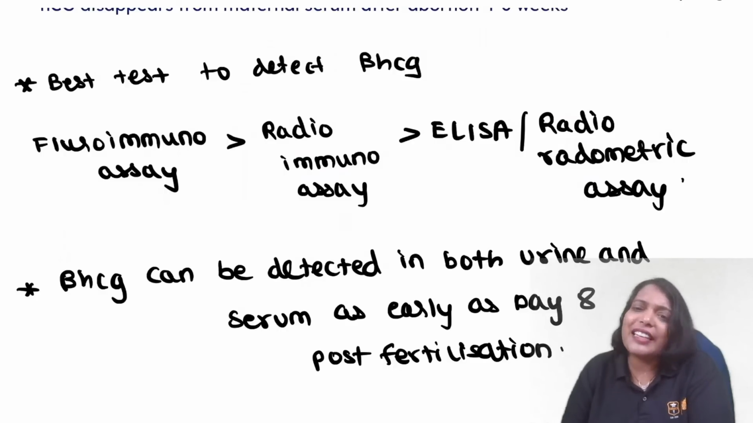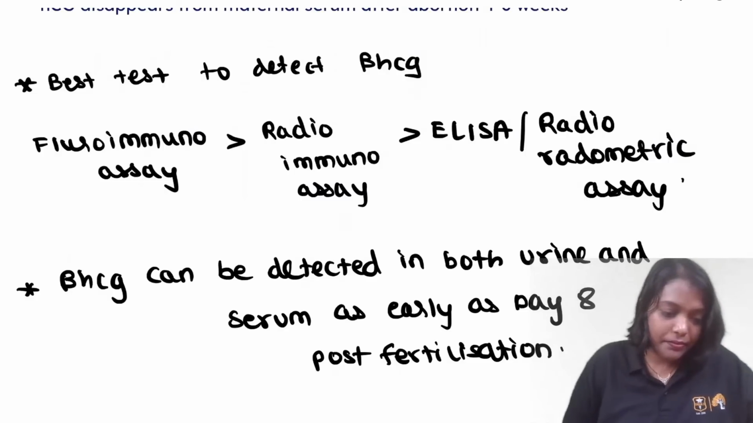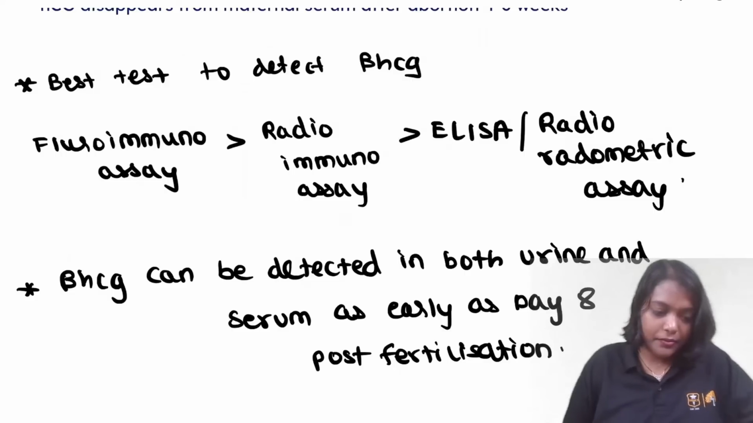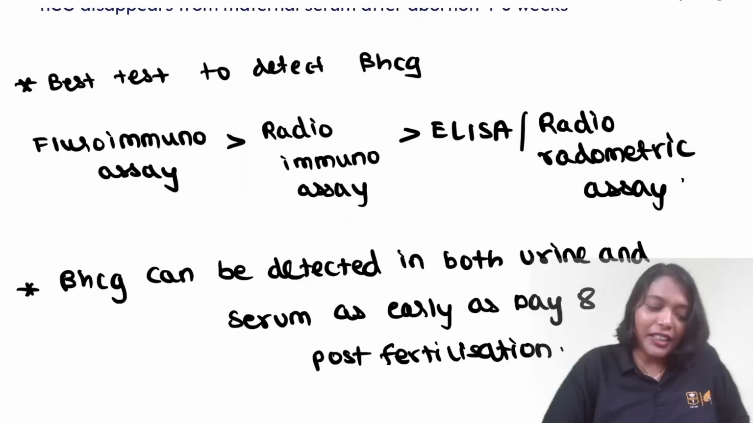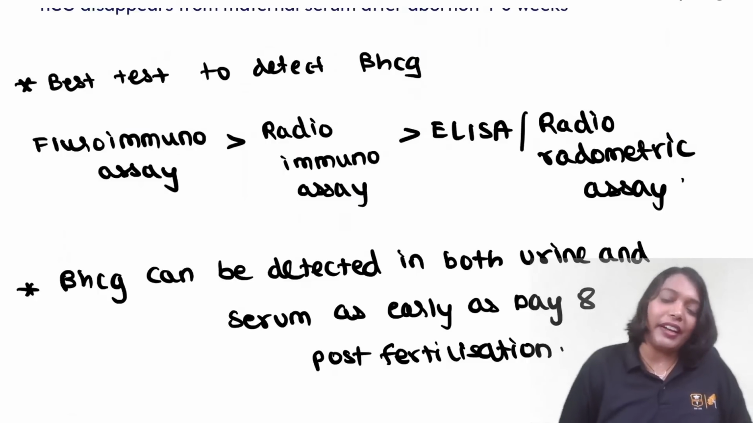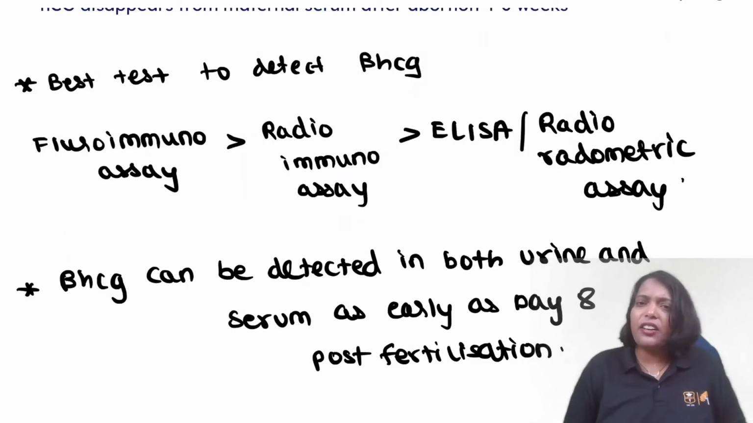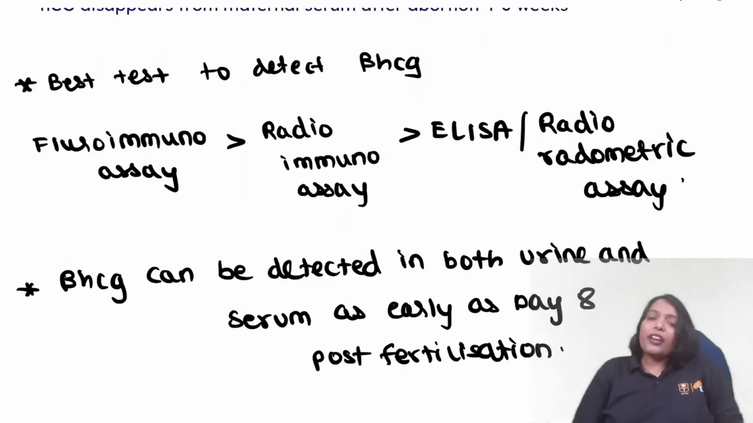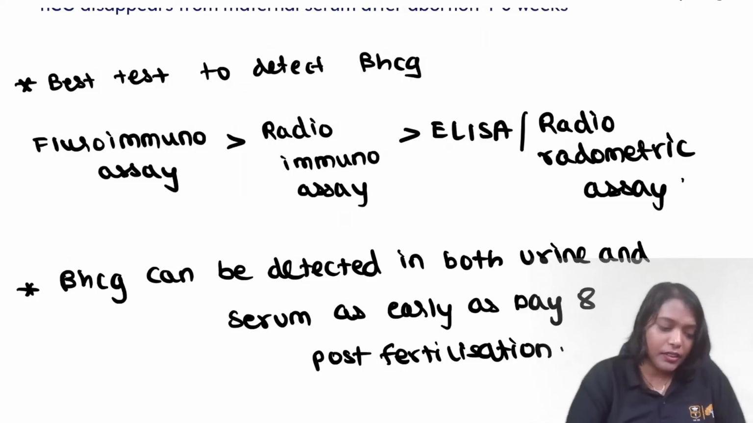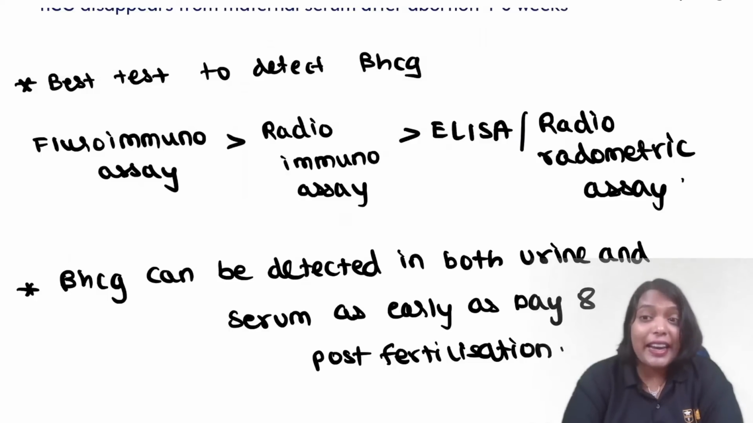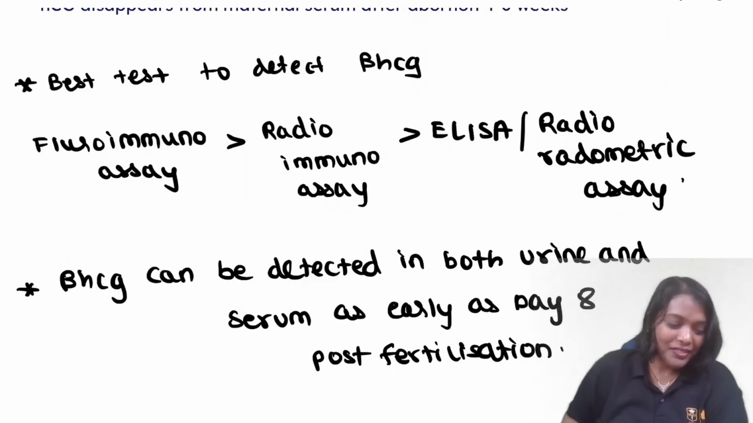So why can you detect it as early as day 8 post fertilization? Is there any logic or just like that? There is a logic. Who can tell me what is the logic behind detecting it as early as day 8 post fertilization? For this fluoroimmunoassay and radioimmunoassay, you don't require it to be 20 international units. Even at 1 international unit it can detect pregnancy. But for our UPT, it should become 20. Excellent, Spurti. We can detect as early as day 8 because syncytiotrophoblast is formed on day 8. That's why we can detect as early as day 8. Okay? Yes, very good.